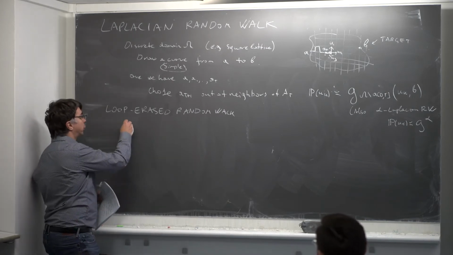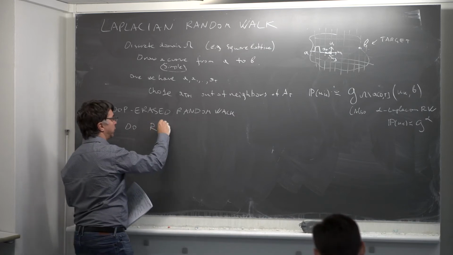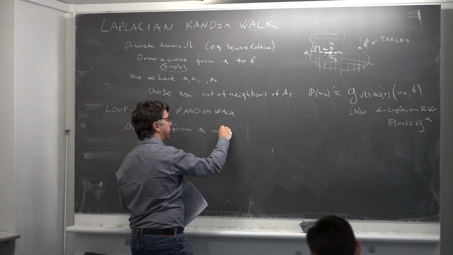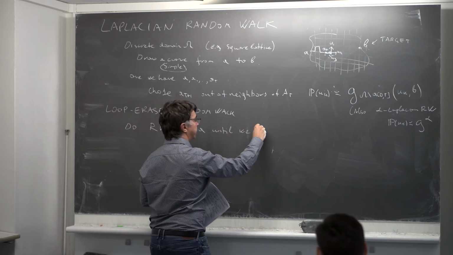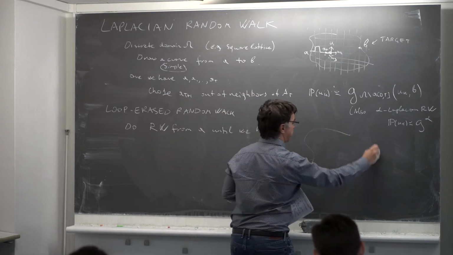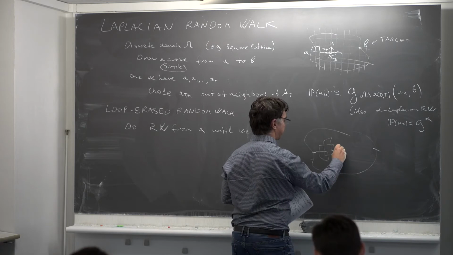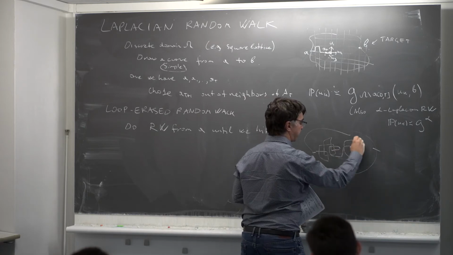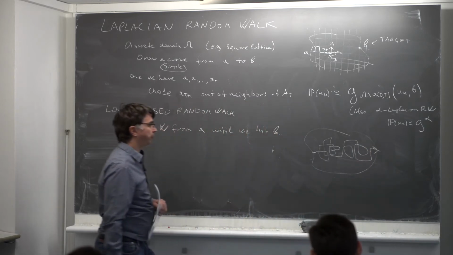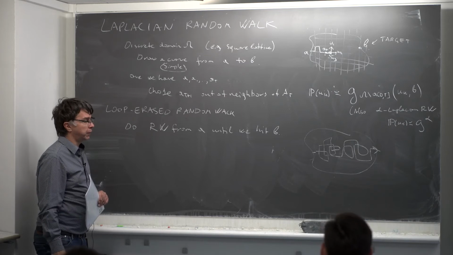So what we do is a random walk from A until we hit B. So it looks something like that. So I do the random walk. So this is an example. It gives me a random curve.